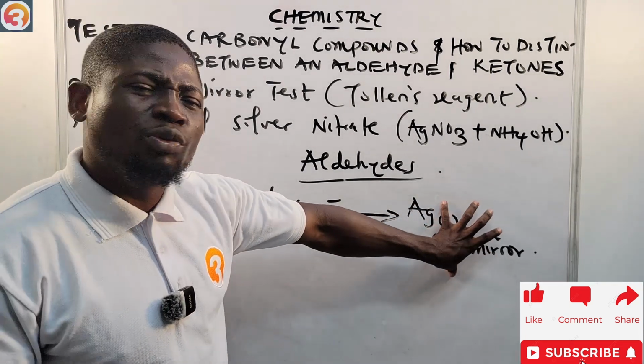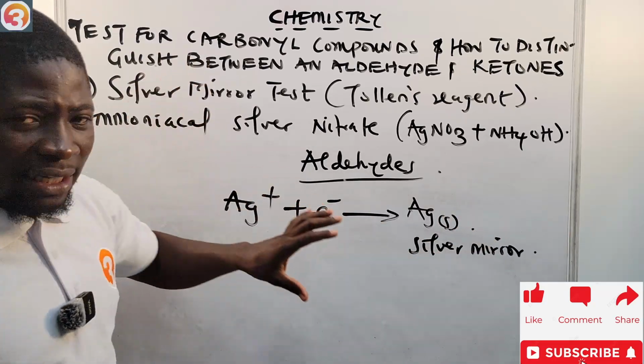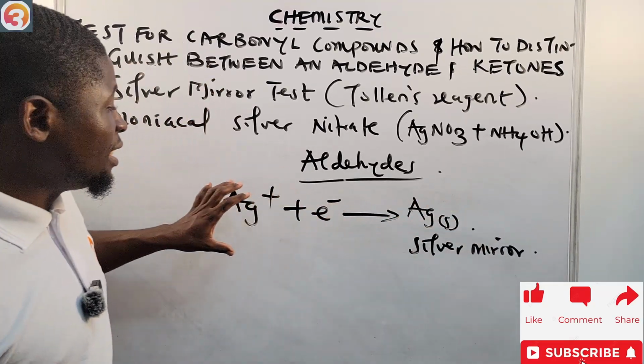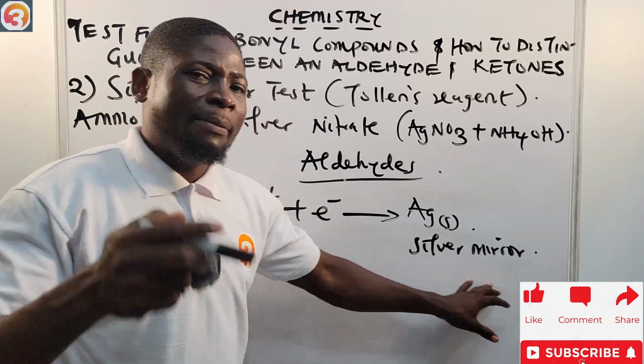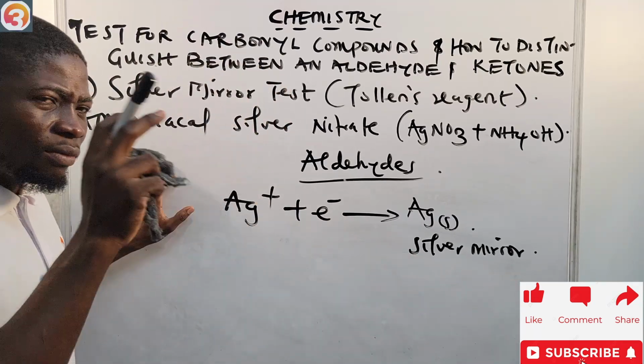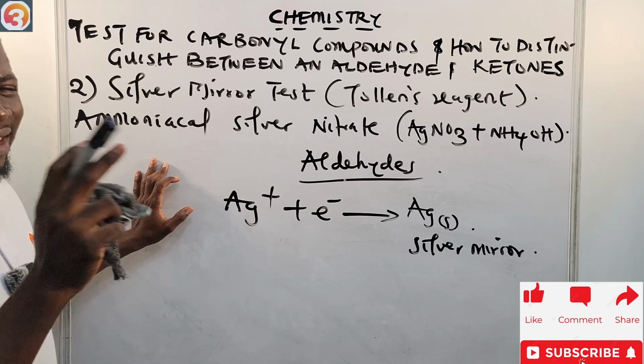So the positive result that we observe using the silver mirror test is that the silver ion is reduced to solid silver, and the silver mirror is what is observed. But this does not happen with ketones. So you must take note of that.